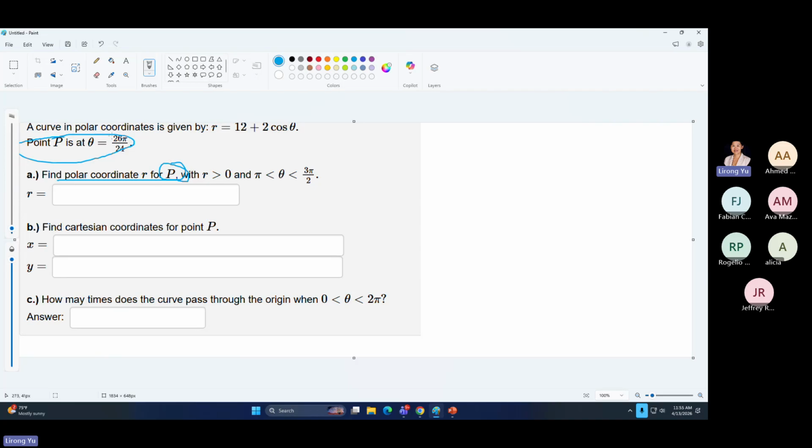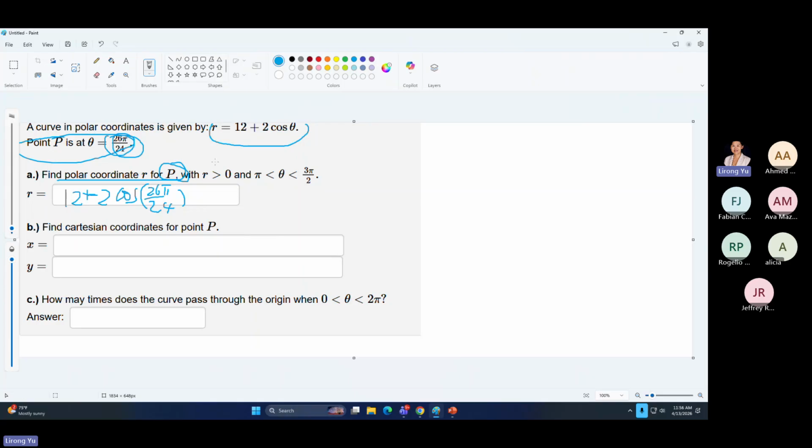We already have the angle for the polar point. For a polar coordinate, there's the theta, which is an angle, and there's a radius. So the question says all we have to do is calculate the radius, and the radius on this polar curve follows that equation. So all you have to do is 12 plus 2 cosine of 26 pi over 24. Then, since we're talking about a point, the radius for that point with r being positive, I'm not sure this is positive though.